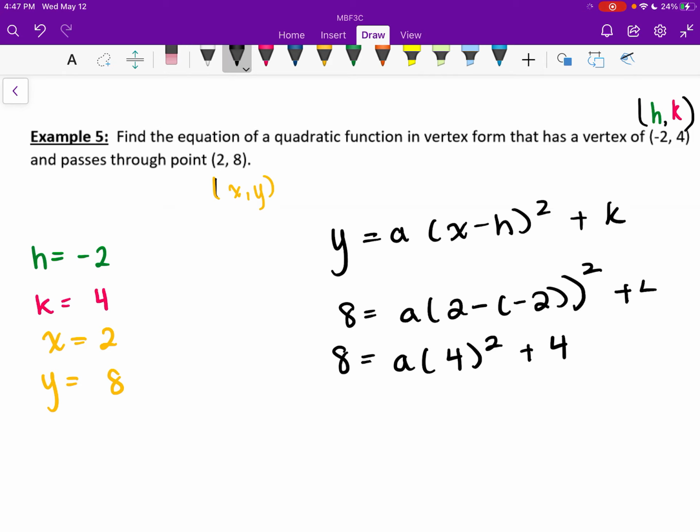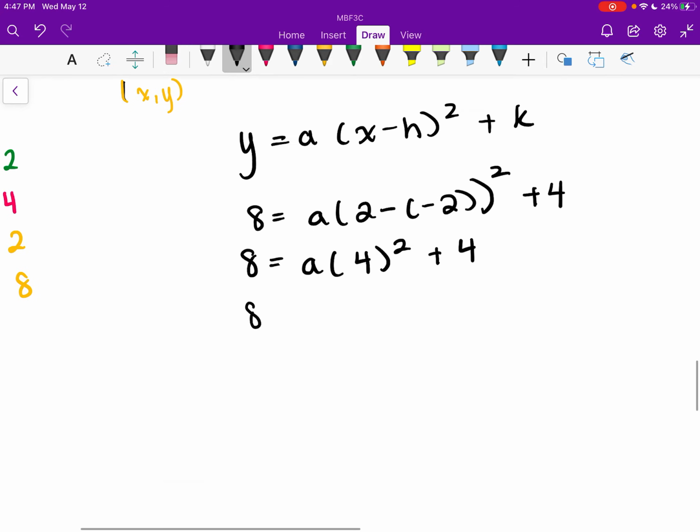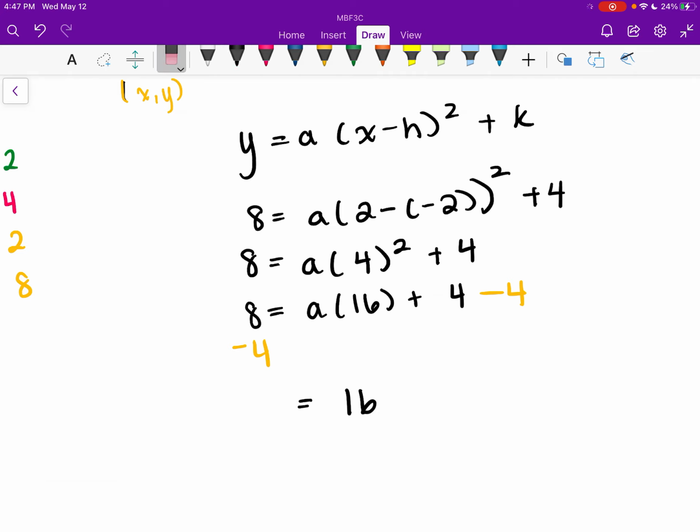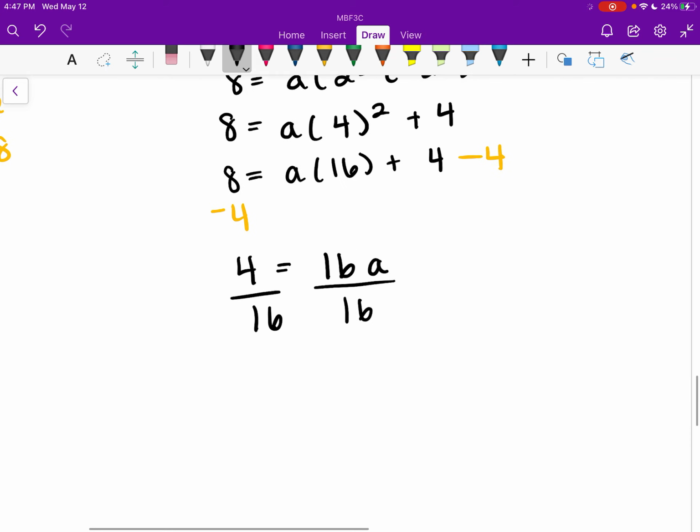Sorry, I didn't replace that here. Plus 4. Right, so let's just do the math. 4 squared is 16, plus 4, right? So then I want to bring the 4 over to the other side, so I'm going to subtract 4 on both sides. 8 minus 4 is going to be 4, which is equal to 16a. I want to get rid of the 16 in front of the a because I want that by itself. This will cancel. 1 over 16 can be reduced into 1 over 4, which is our a value.